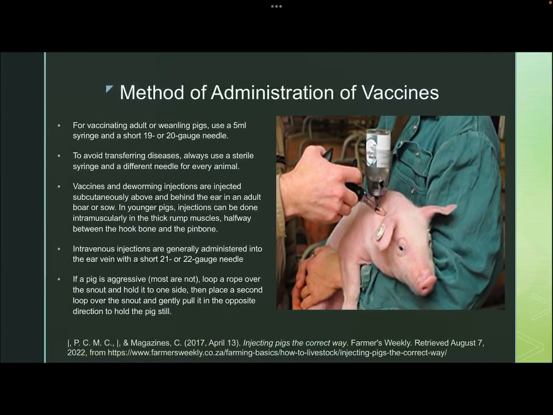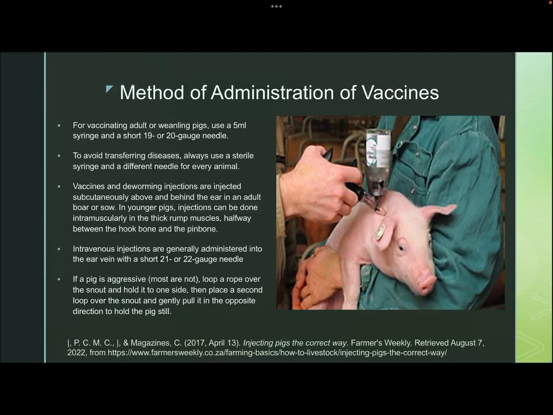Method of administration of vaccines. For vaccinating adult or weanling pigs, use a 5 ml syringe and a short 19 or 20 gauge needle. To avoid transferring diseases, always use a sterile syringe and a different needle for every animal.